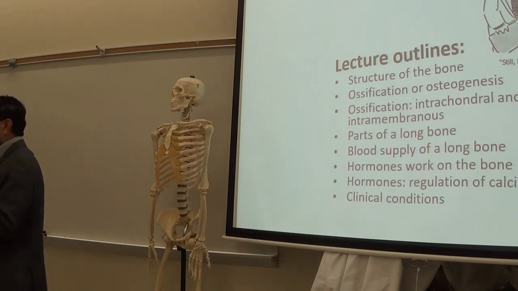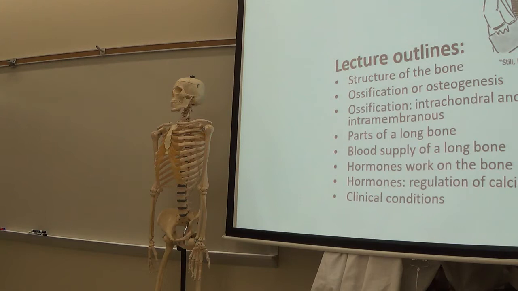Today we'll talk about the structure of the bone, ossification of the bone. Ossification is the process of formation of bone. You know that in the fetal skeleton, the whole skeleton is what? Hyaline cartilage. Remember that? In the fetus. Then from the hyaline cartilage, the bones are formed. That process, how the bones are formed, is called ossification or osteogenesis. Same thing. Formation of bone.